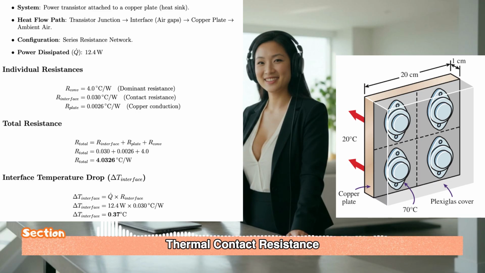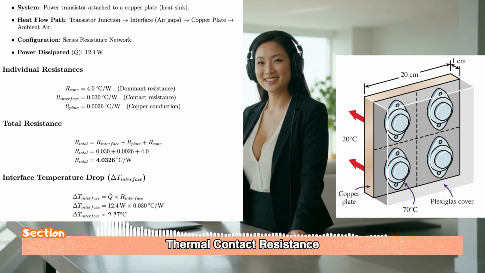Let's look at the magnitudes. The convection resistance to the air is usually the biggest number, right? In this case, it's calculated to be 4.0 degrees Celsius per watt. The resistance of the copper plate itself, R plate, is, as we'd expect, minuscule, 0.00026. And the interface resistance, R interface, assuming some typical surface quality, is calculated to be 0.030. So the total resistance is 0.030 plus 0.00026 plus 4.0. So 4.0326.